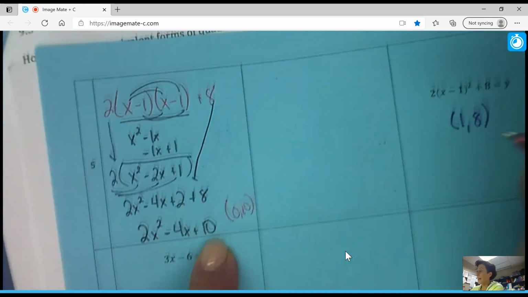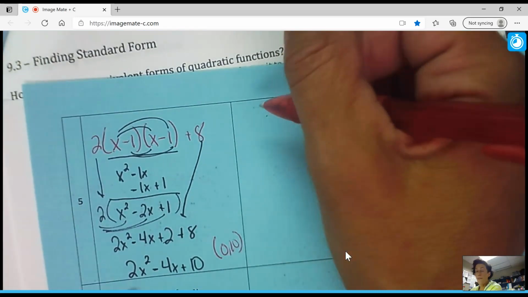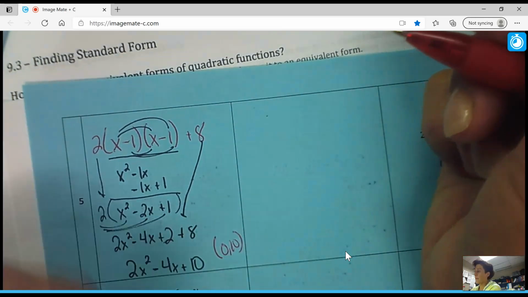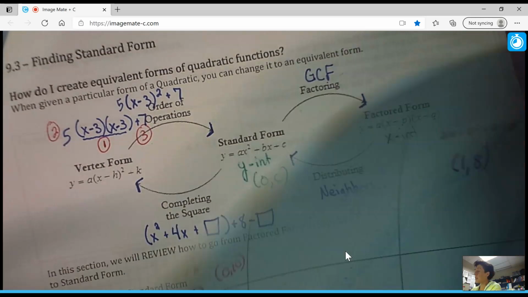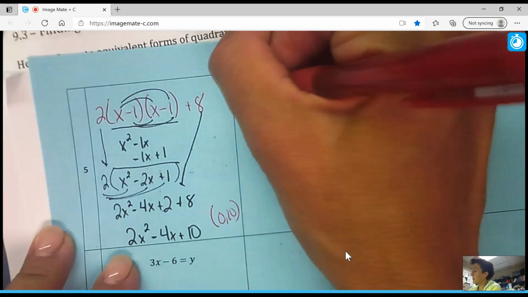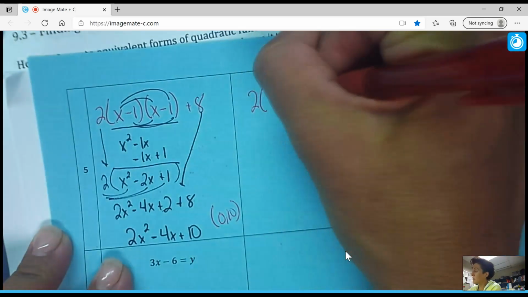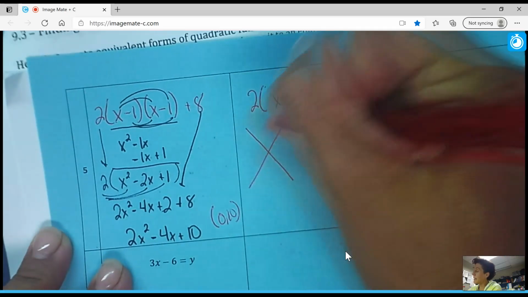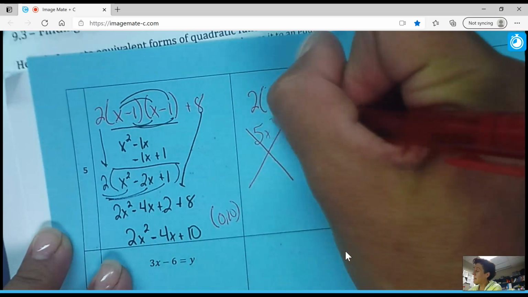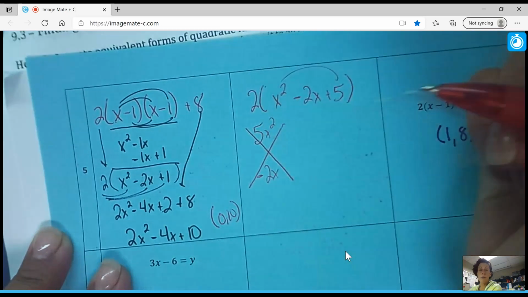And finally, I'm going to get it into factored form. So the first step of all factoring is I'm going to GCF. This is what this reminds me of. I'm going to GCF a 2 out of all of these. So here comes the 2. And then when I make my x, I need factors of 5 that get me to -2.